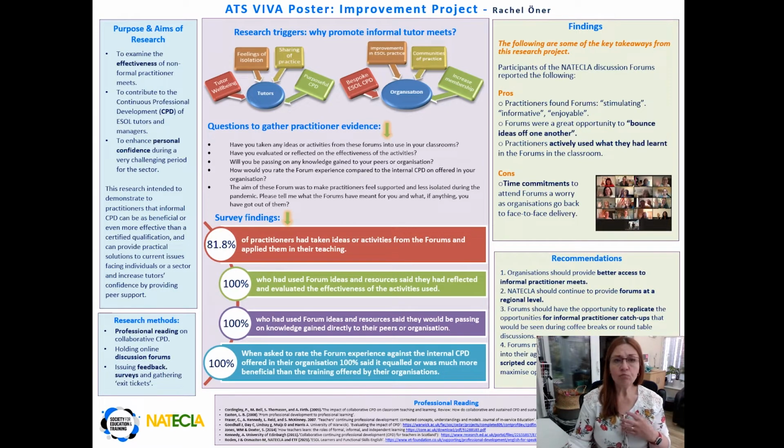So you want to put in your purpose, the aims of your research. What was the trigger for your research? How did you carry it out? What were the methods? Some of the key findings, and hopefully you've got some recommendations at the end of it that can go there. On my poster, I've also got a little section there to talk about professional reading, and I have got some stats for survey results.